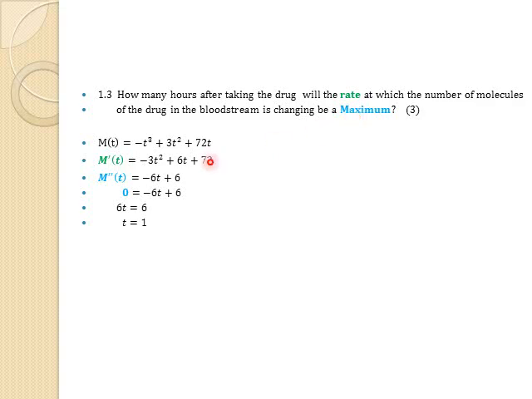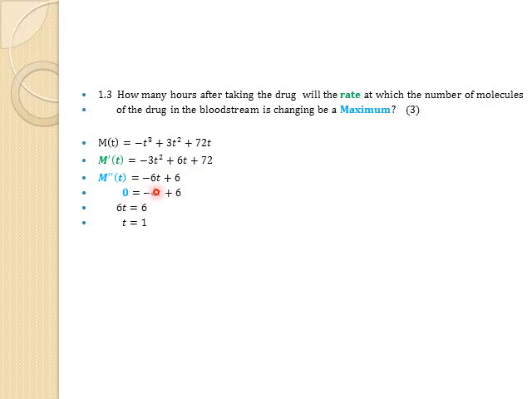Because of a maximum, I have to make the second derivative equal to 0. Second derivative, 2 times negative 3 would give me negative 6T. 1 times 6T, 72, a constant, falls away. That is equal to 0 because they said maximum. So when they say maximum or minimum, my derivative must be equal to 0.